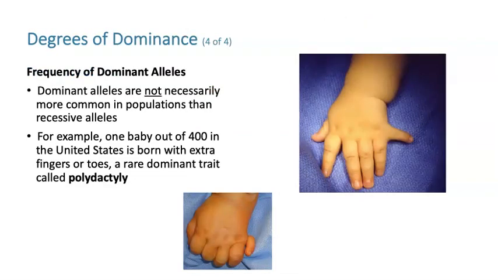Now, other important things to think about is that just because we're saying dominant does not mean very abundant. There are lots of instances where dominant alleles are either deadly or very, very uncommon. Here's two examples that I'm going to step you through.